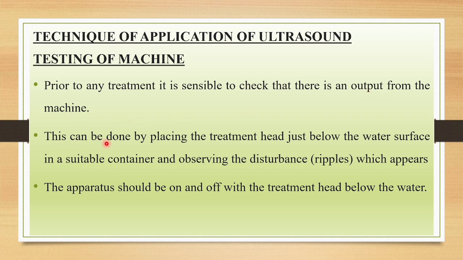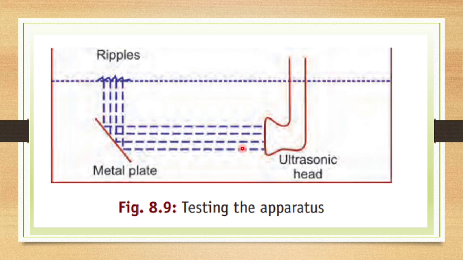This can be done by placing the treatment head just below the water surface in a suitable container and observing the disturbance, known as ripples, which appears in the water. So the apparatus should be switched on and off with the treatment head below the water. This is how you will be testing the apparatus. This is known as self-testing of this apparatus.